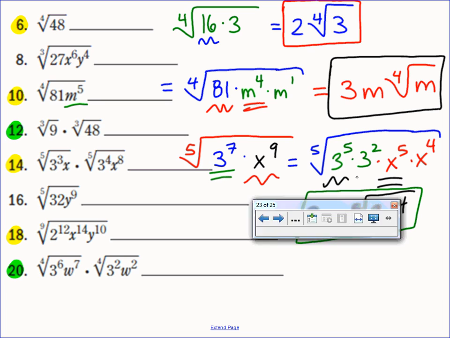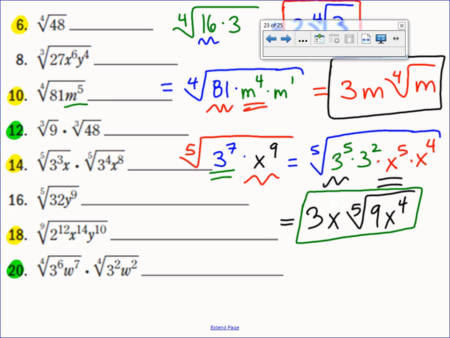Number 18. Number 18, 2 to the 12th. Is that a perfect 9th power? No, because my current exponent 12 is not divisible by 9 without a remainder, but the next highest exponent beneath 12 that is divisible by 9, right, is, what, 9? So I could rewrite this as the 9th root of 2 to the 9th times 2 to the 3rd.